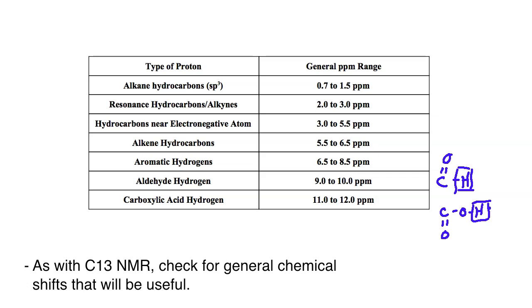So these are rough guidelines. You don't want to take them as complete gospel when you're dealing with organic chemical shift. However, you should know that if you see, for instance, a peak down at 1.2 ppm, it should not be associated as an aldehyde hydrogen. That would not be appropriate.